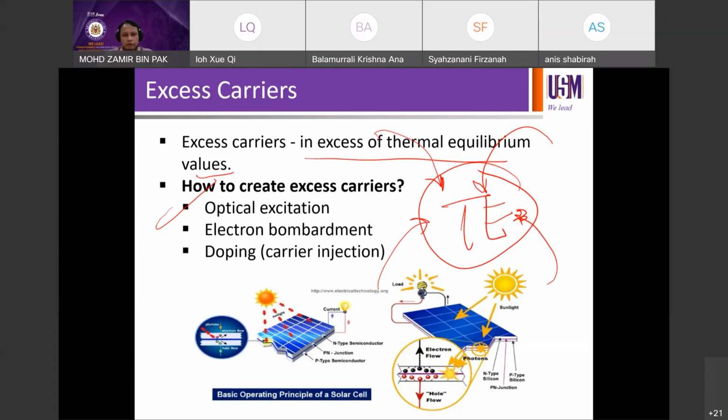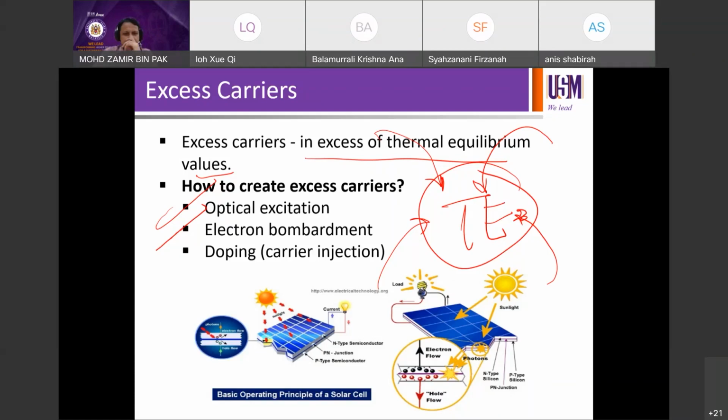You can also generate excess carriers by using electron bombardment. You can use a high energy system to bombard electrons with high energy on your silicon, on whatever semiconductor material, to be able to generate new carriers on top of your thermal equilibrium carriers, right?